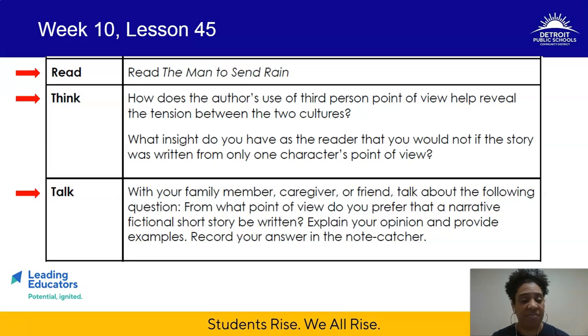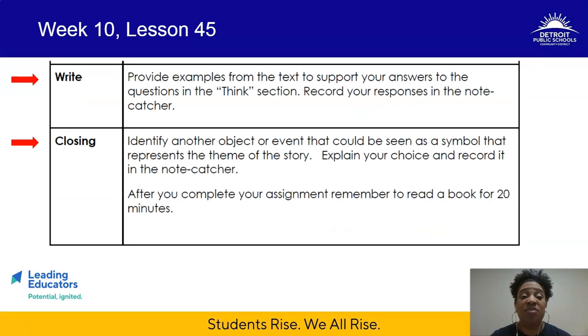Okay. Then you're going to engage in a conversation with a family member, caregiver, or friend about the question, what point of view do you prefer a story to be written from? And explain why and provide some examples. Then you're going to move on to the write section today, where you're going to provide examples to your responses to the think question answers.